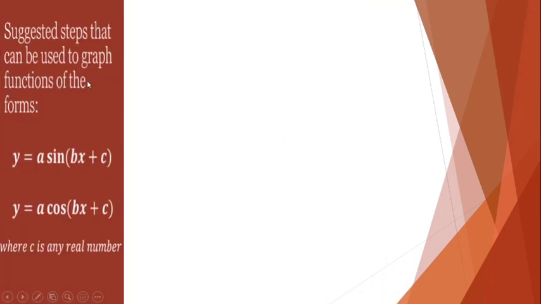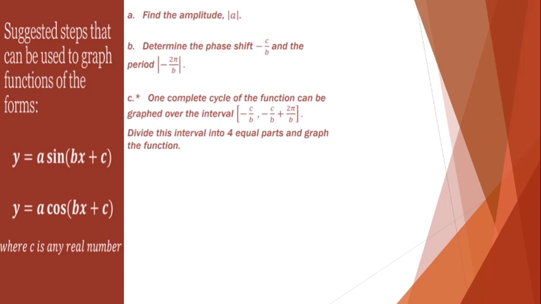So, yeah, suggested steps that can be used to graph functions of the form y = a sin(bx + c). Kanina, is a sin bx. Ngayon naman, meron na tayong c. Still, c is any real number and b is not equal to 0. Find the amplitude, or the absolute value of a. Next, determine the phase shift, the negative c/b, and the period, the absolute value of 2π/b. One complete cycle of the function can be graphed over the interval.